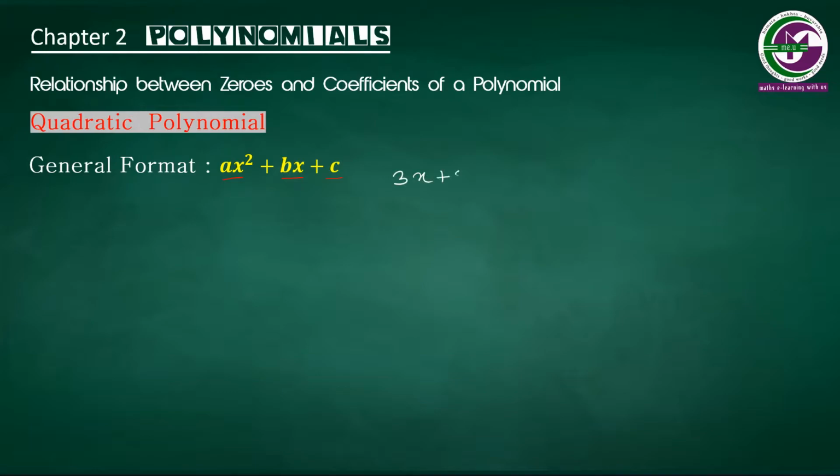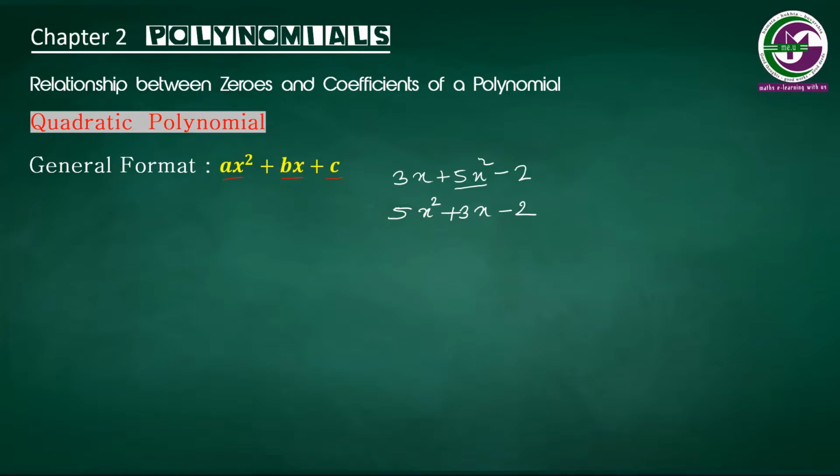3x plus 5x square minus 2. So it is a quadratic polynomial, but it is not in the general format. So for the standard form of a quadratic polynomial, the x square term must come first. So the standard form is 5x square plus 3x minus 2.